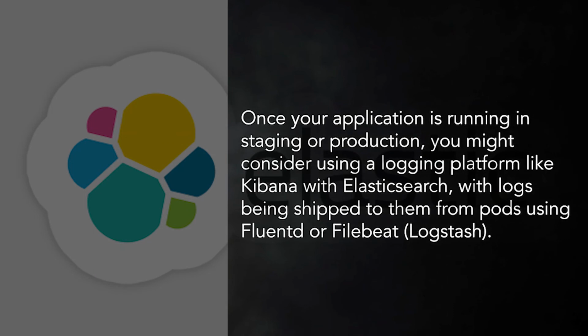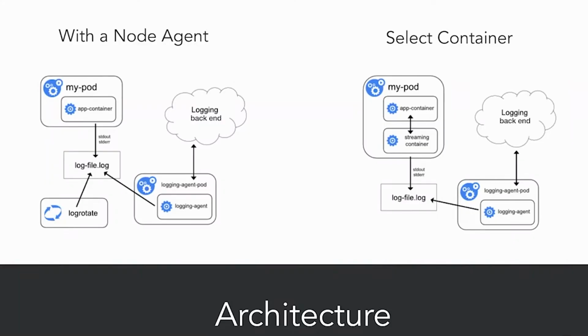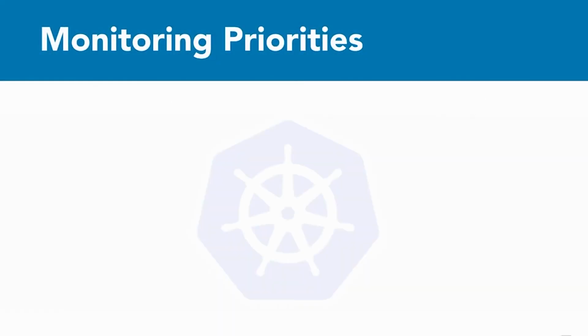Once your application is running in staging or production, you might consider using a logging platform like Elasticsearch and Kibana with logs being shipped to it from pods using Fluentd, Filebeats, or Logstash. The architecture of this paradigm is shown here. You would typically run a deployment for your Elasticsearch and Kibana instance outside of your application. The Elasticsearch endpoint needs to be accessible to pods in the cluster, and the Kibana instance should be exposed as a service so that you can see log information in the Kibana user interface. Then, in your application deployment, you'll want the log shipper, Fluentd, Logstash, or Filebeats, to gather log data and periodically send it to the Elasticsearch instance.